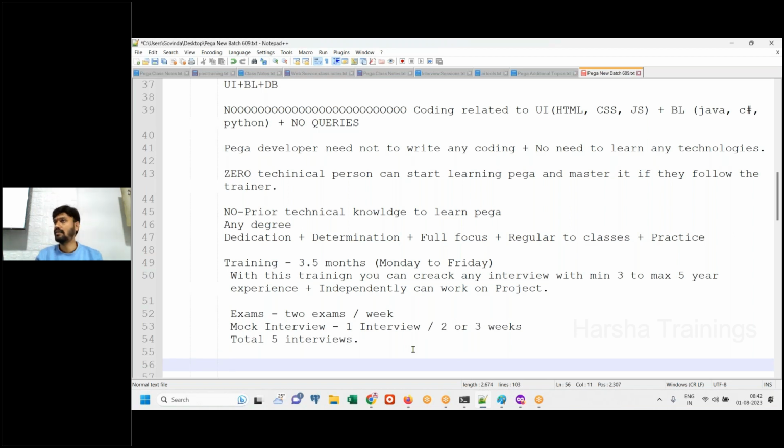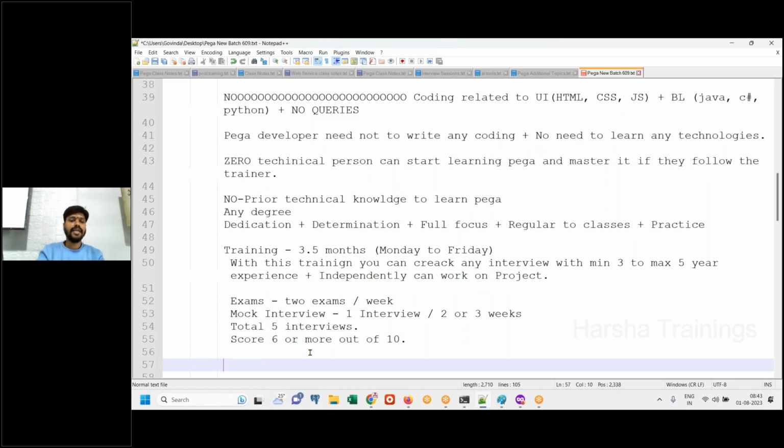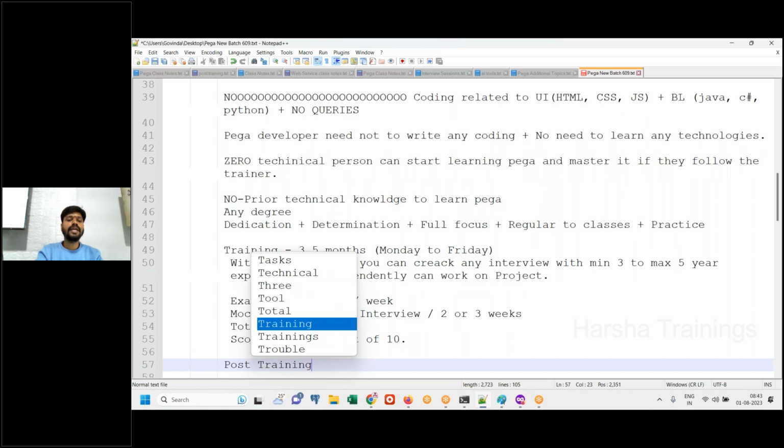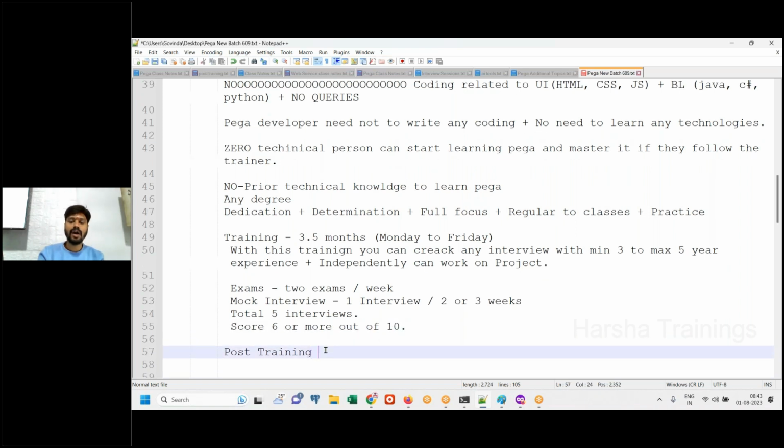Next. Actually it was 7 previously, we are reducing it to 6 out of 10. So 6 or more out of 10. What is the advantage of scoring like this? Anyhow you can crack interviews after these 3.5 months if you are practicing very well. Then we will add you into post training, which is optional, your wish. You want to get in, you can get in. Not everyone, only these persons. Post training, we also call it the job ready program.